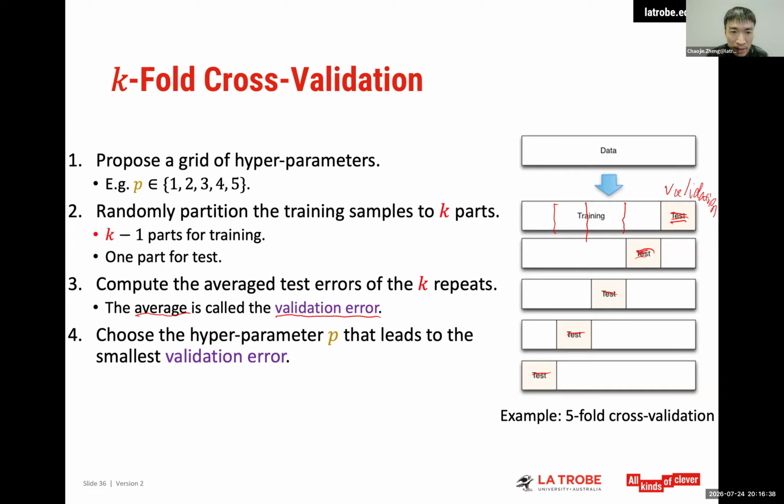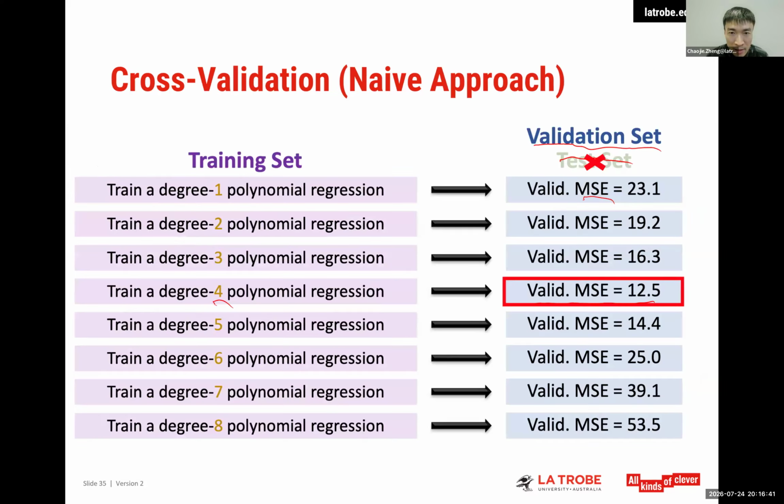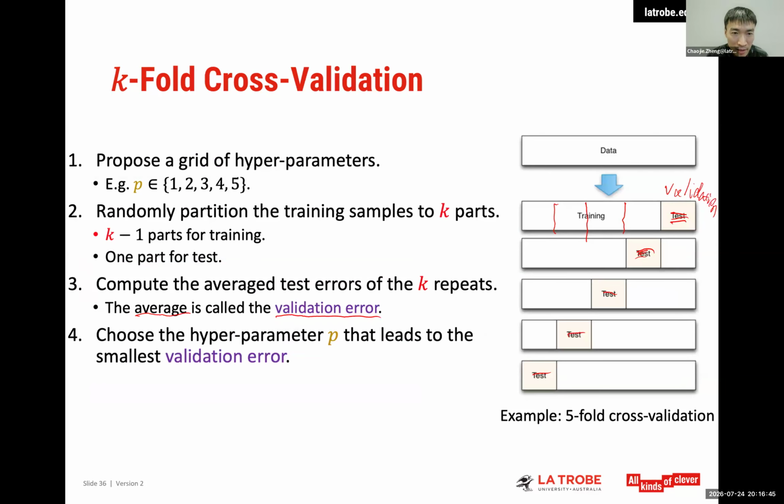And now we are not comparing this one-time validation error. We are comparing the average validation error from each K-fold cross-validation. And the smallest validation error will help us to choose the proper hyperparameter value for p. So that is the procedure for doing K-fold cross-validation.